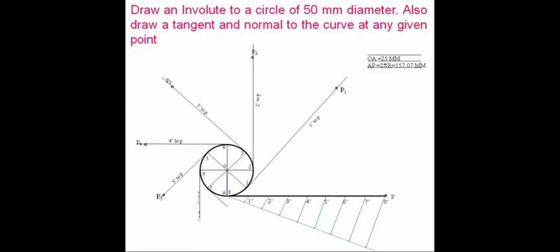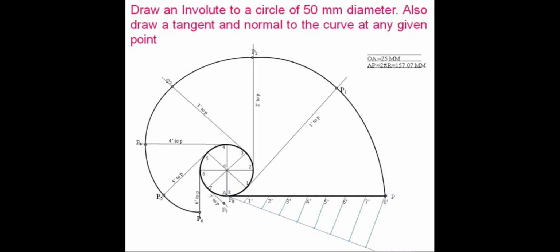Likewise P6 and P7. So we need to join from P to P1, P2, P3, P4, P5. All the points you need to draw like a curve. Yes, so this is the exact involute.